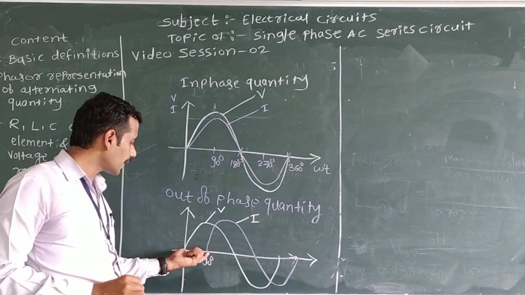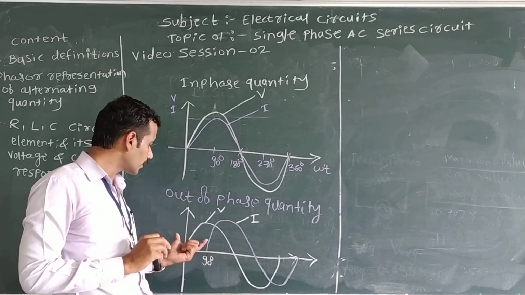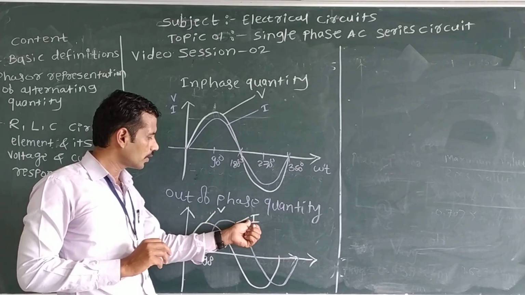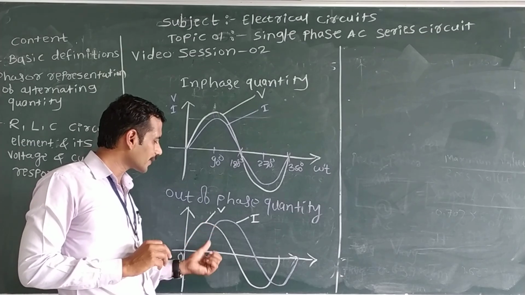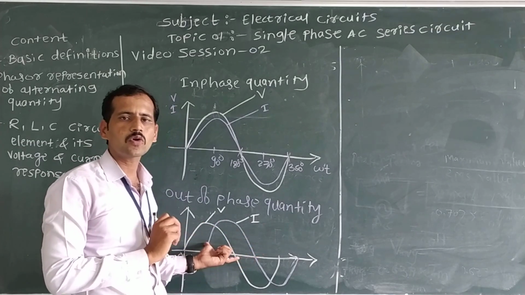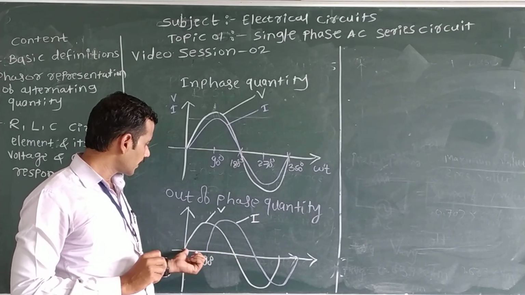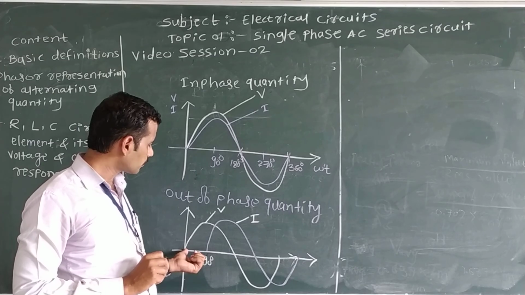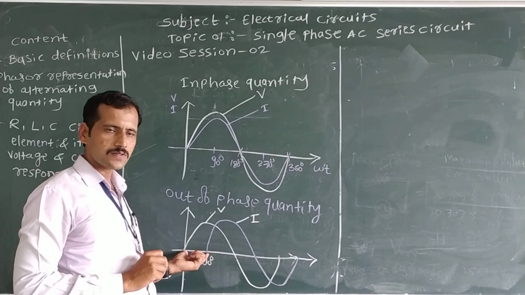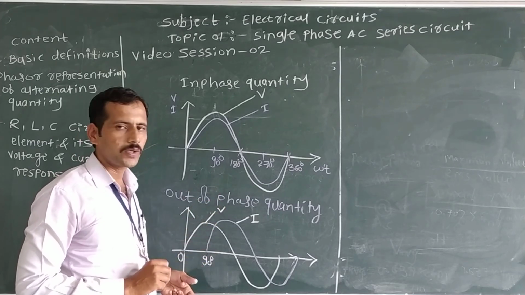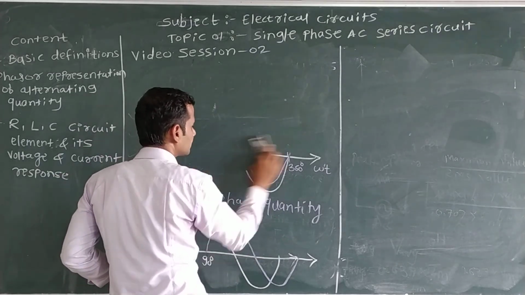So both will start at a different time. Therefore, it is known as out of phase quantity. Means if two alternating quantities, that is voltage and current, reach their zero and maximum value at a different time, then it is known as out of phase quantity. Here first voltage starts from zero. After 90 degree current starts, so there is a time difference, that is known as out of phase quantity.